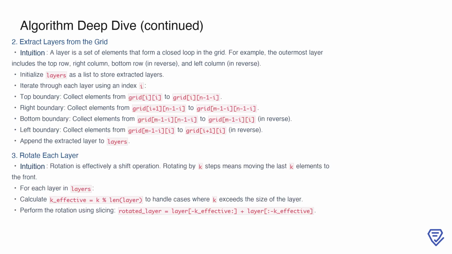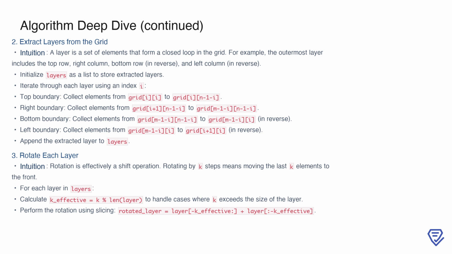The first step is to extract the layers from the grid. A layer can be visualized as a closed loop of elements. For instance, the outermost layer consists of the top row, the right column, the bottom row in reverse order, and the left column in reverse order.